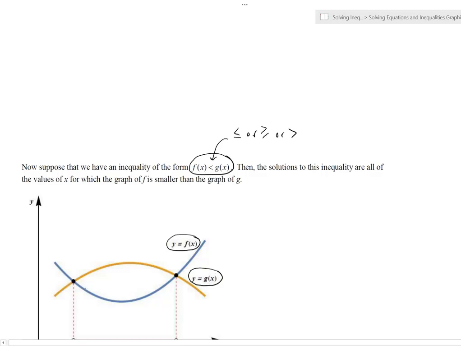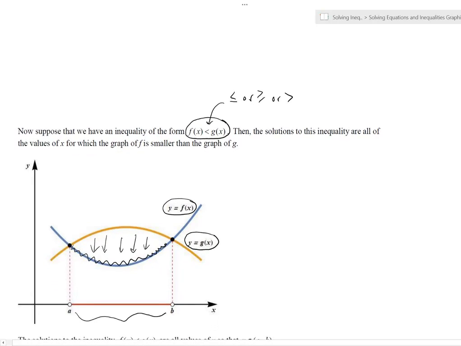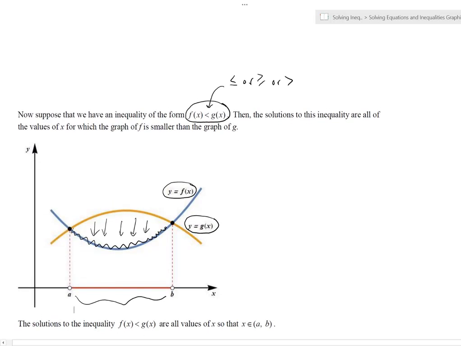Where is that going to be? Well, the graph of f of x is below the graph of g of x all on that piece of the graph right there. So we're trying to solve the inequality in terms of x. Which x values do this? All the x values between a and b, but not including a and b, because we're looking at just where f of x is less than g of x, not less than or equal to. So the solution set to such an inequality would be all the values of x between a and b, not including the a nor the b.